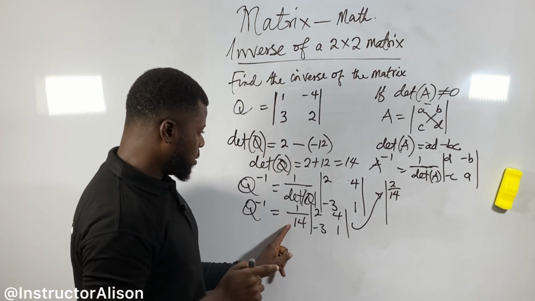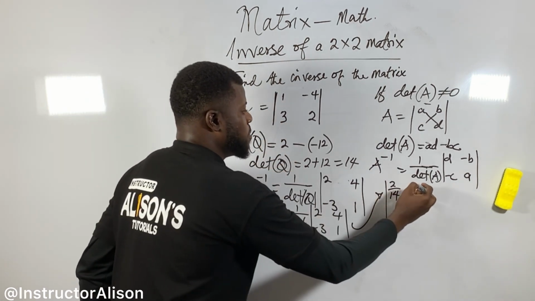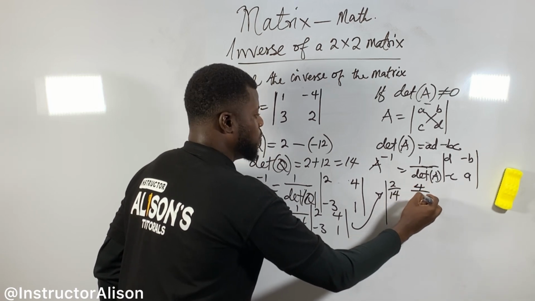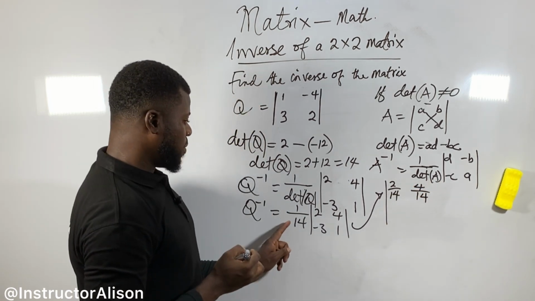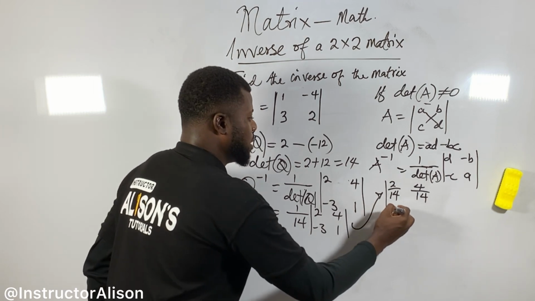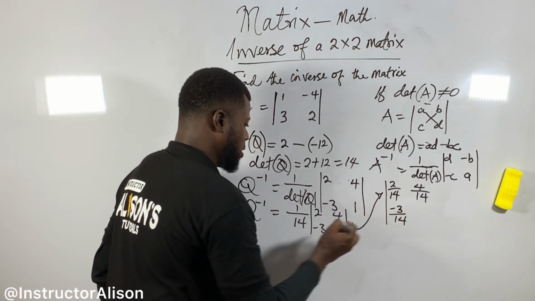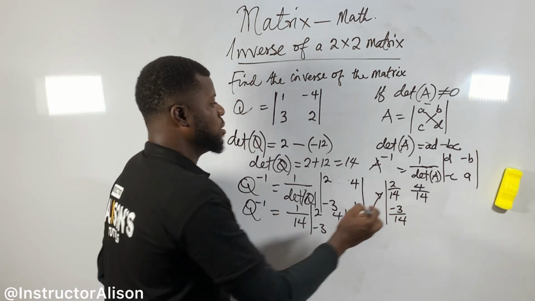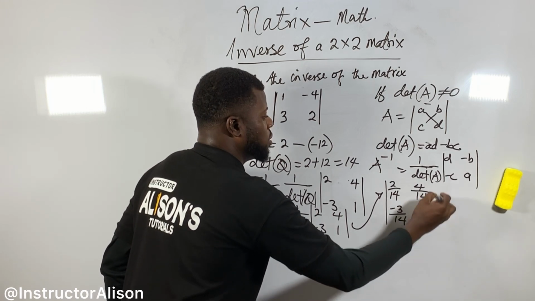Then 1 over 14 times 4 gives you 4 over 14. Again, 1 over 14 times negative 3 is negative 3 over 14. Again, 1 over 14 times 1 will still be 1 over 14. So now the answer is this.